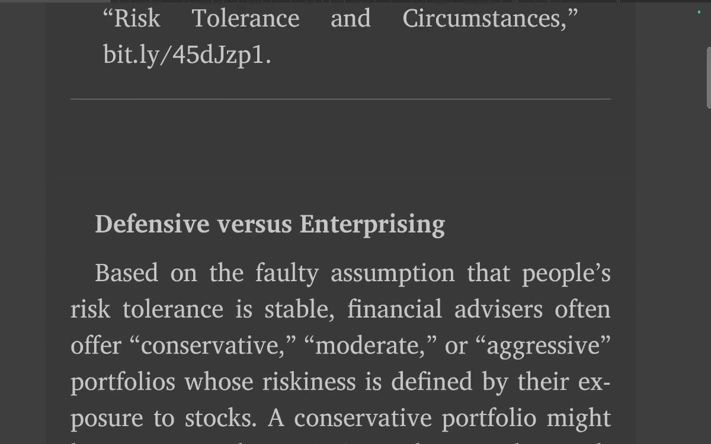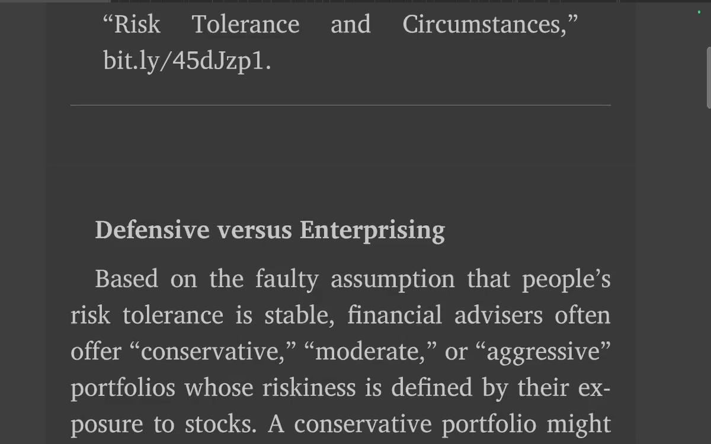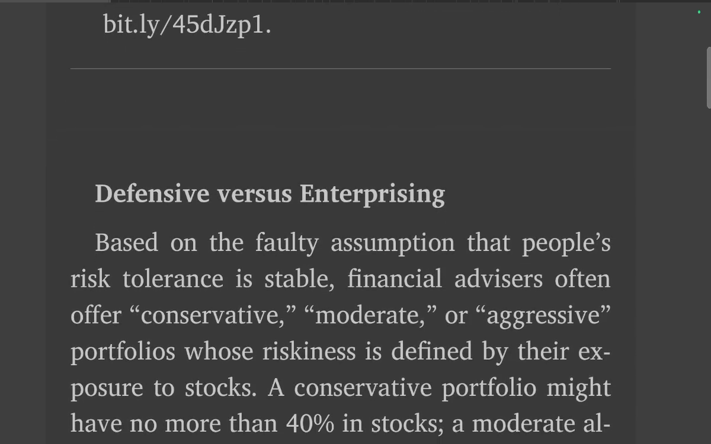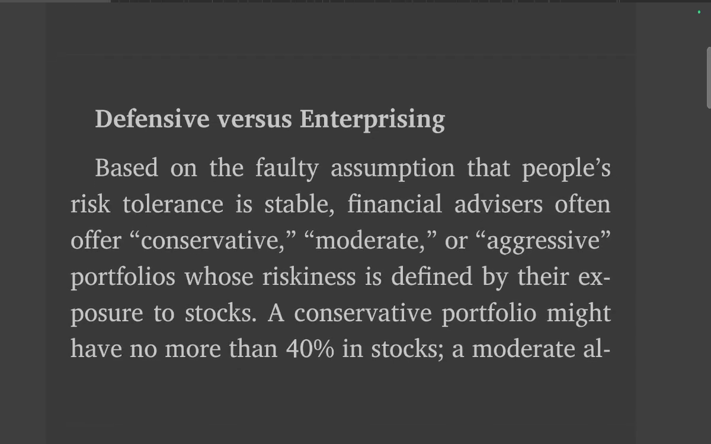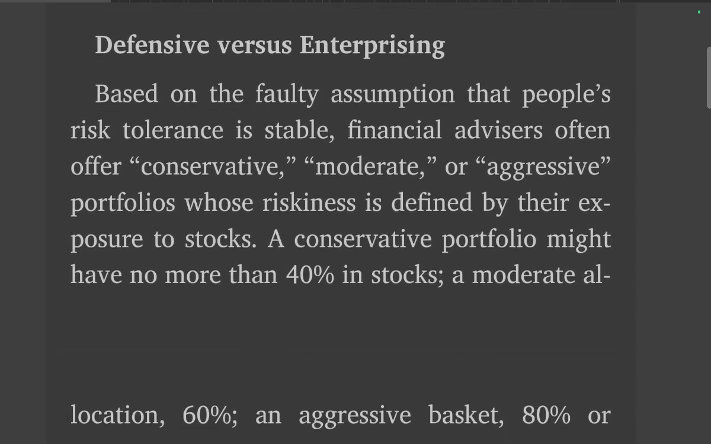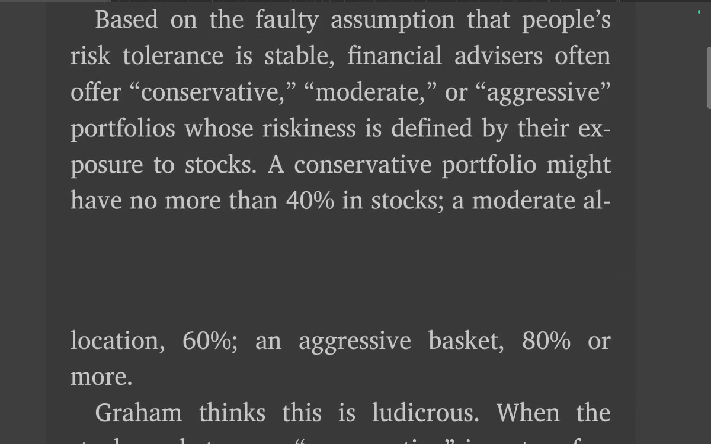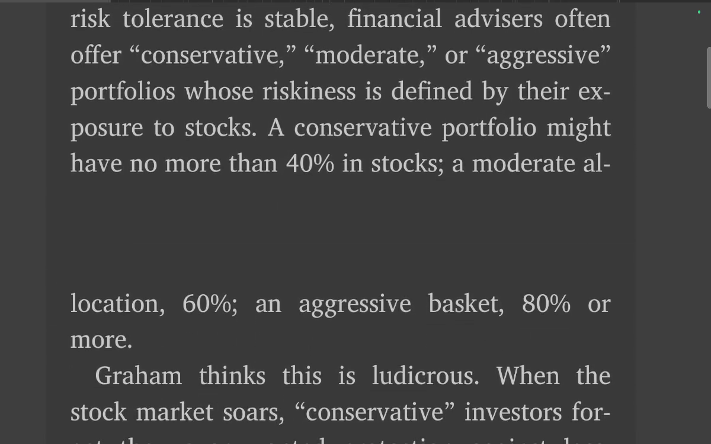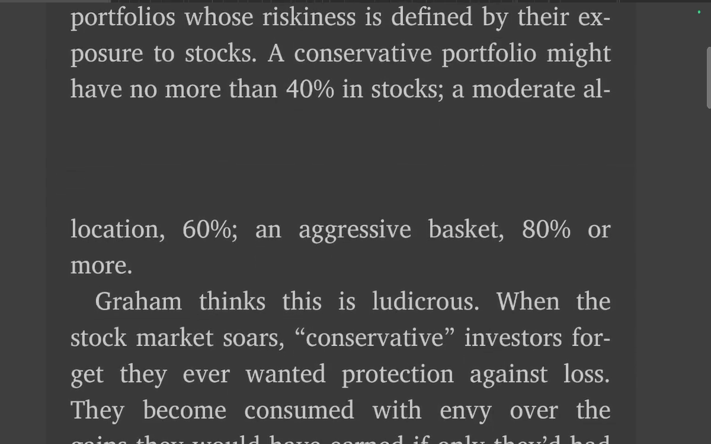Defensive virtuous enterprises. Based upon the faulty assumption that people's risk tolerance is stable, financial advisors often offer conservative, moderate, and aggressive portfolios whose riskiness is defined by their exposure to stocks. The conservative portfolio might have not more than 40% in stocks, the moderate allocation 60%, and the aggressive basket 80% or more.